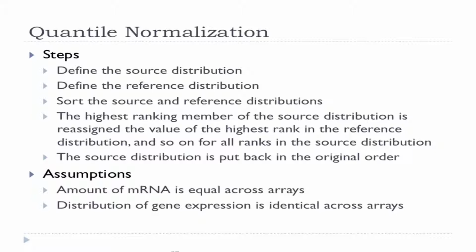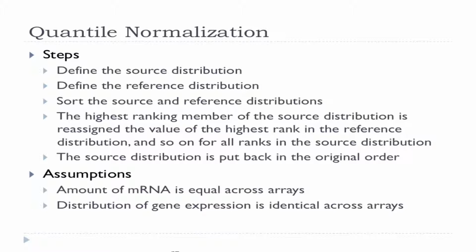You define a source distribution. The source distribution is what you're going to start with, what you're going to actually be correcting. And you need to define a reference distribution. What are you going to make your source look like? You then sort the source and the reference distributions just from lowest to highest. And then you take the highest ranking member of the source distribution and you reassign it the value from the reference distribution.